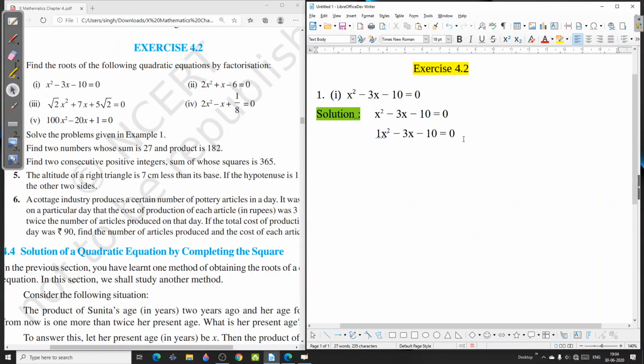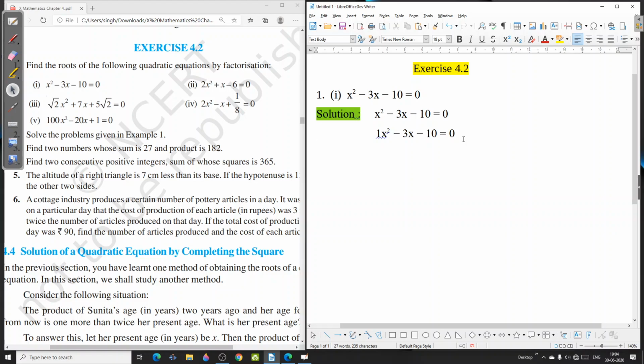Exercise 4.2, question number 1, first part we'll do. So it is like this: find the roots of the following quadratic equations by factorization. Now you know what you mean by factorization. This was also in class 9, splitting the middle term.